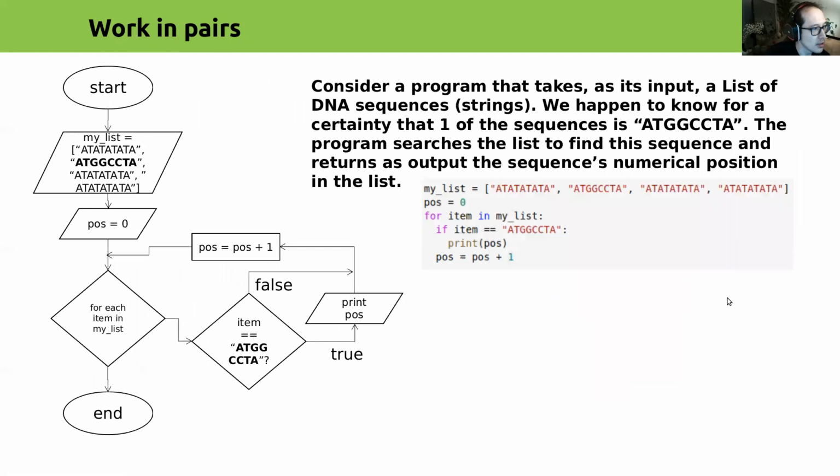So here's my flowchart. Consider a program that takes as its input a list of DNA sequences, strings. So yeah, that's the beginning. We know that there's an input. It's going to be a list of DNA sequences, strings. Let's also look at the end. The program searches the list and finds a sequence and returns as output the sequence's numerical position in the list. So we know that the output is going to be some kind of number.